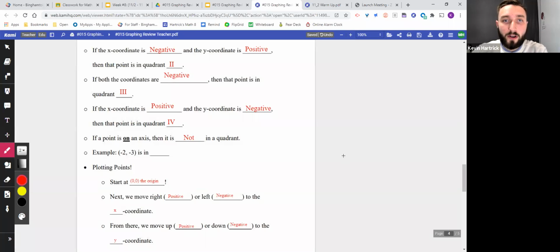All right, guys, so we're continuing with our notes here. This is the third page of the fill in the blank notes. Okay, so we are continuing with understanding the quadrants.